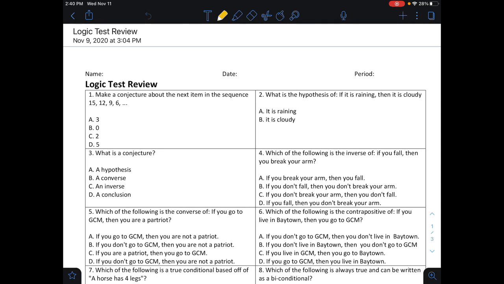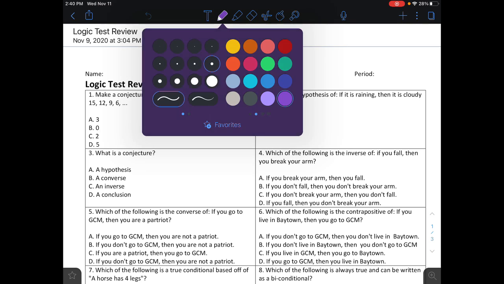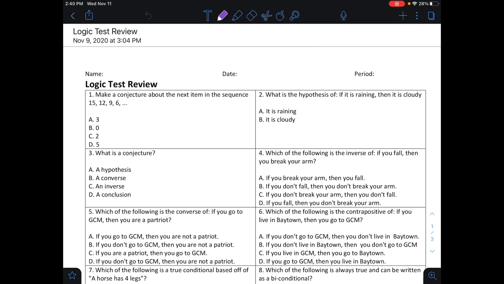Okay, logic test review. Here we go. Make a conjecture about the next item in the sequence. So just look at the pattern.